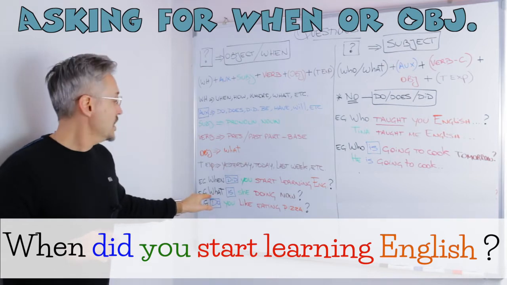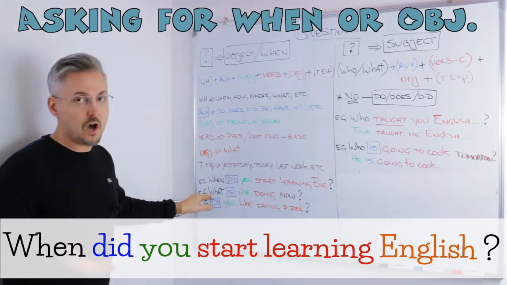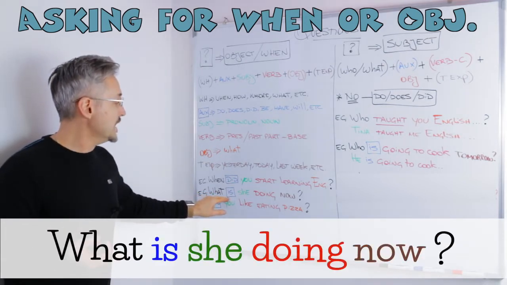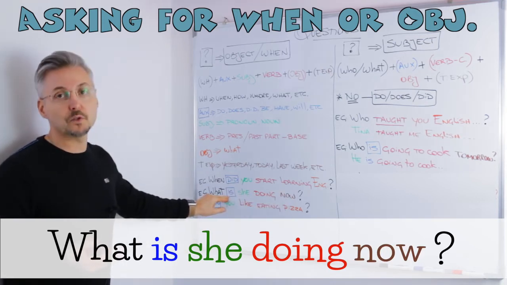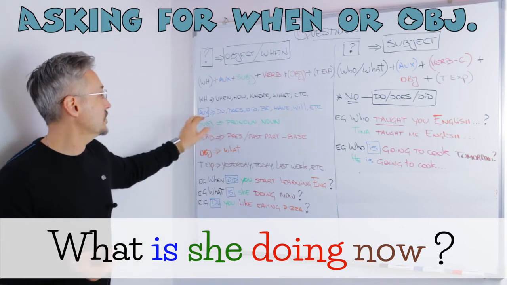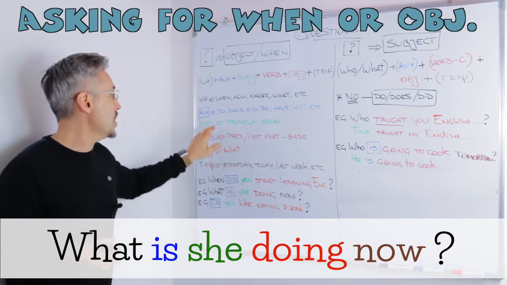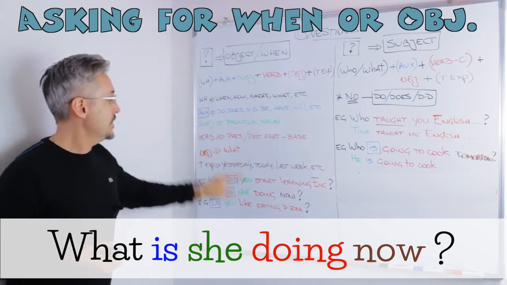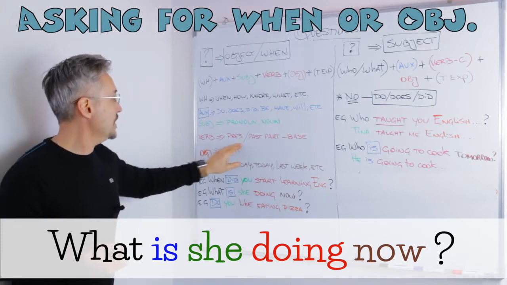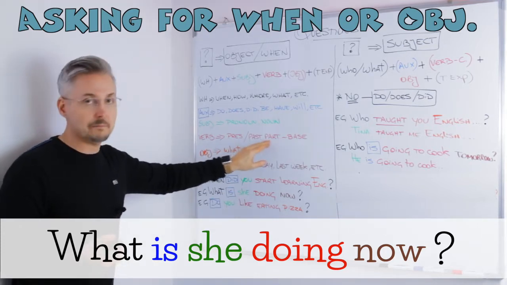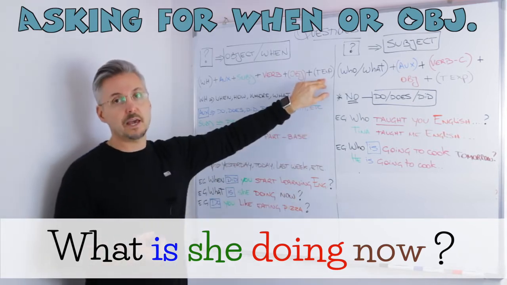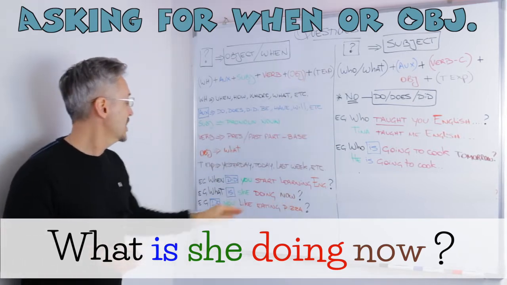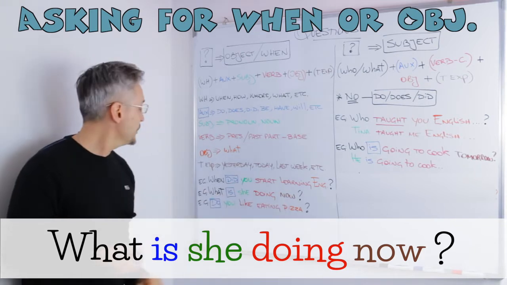Now in this case, we are asking for the object. So what is she doing now? In this case, we have the verb to be, so is as an auxiliary. She is the subject, a pronoun. Then doing is the verb, the main verb, so it is the present participle. And then now, which is the time expression at the end. So what is she doing now?